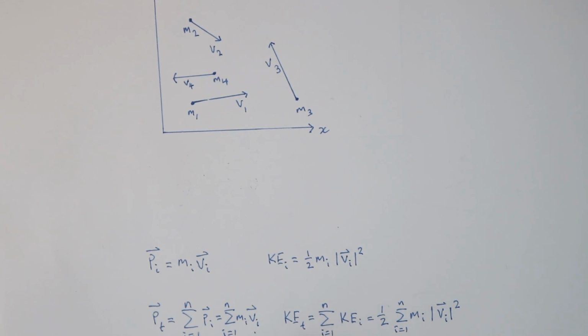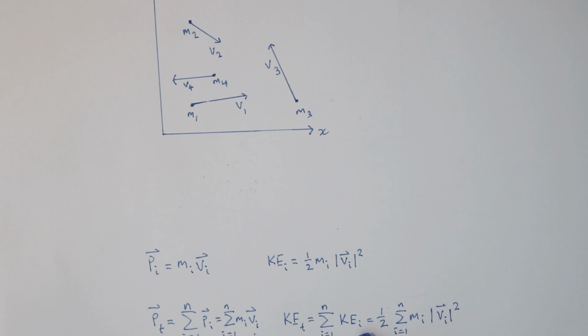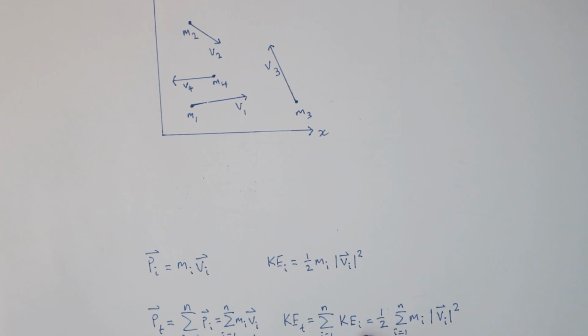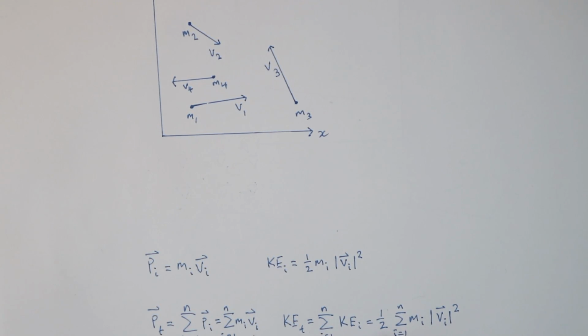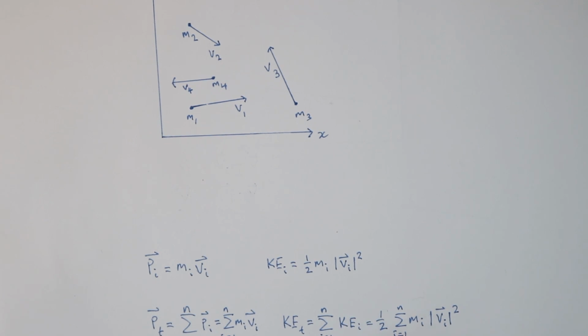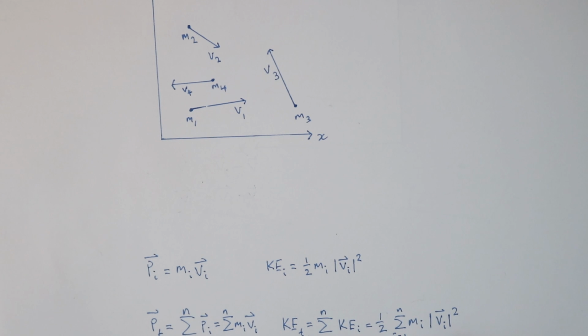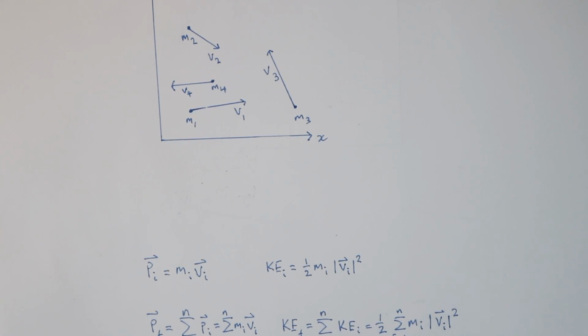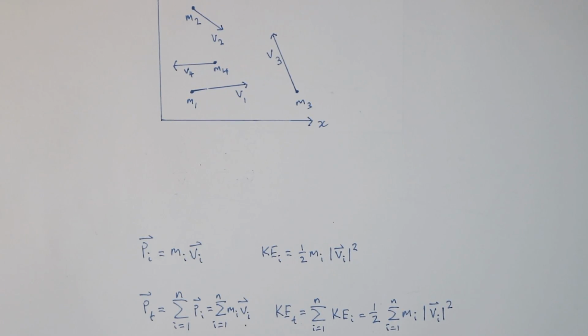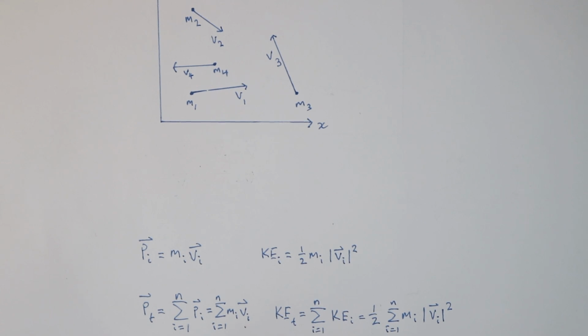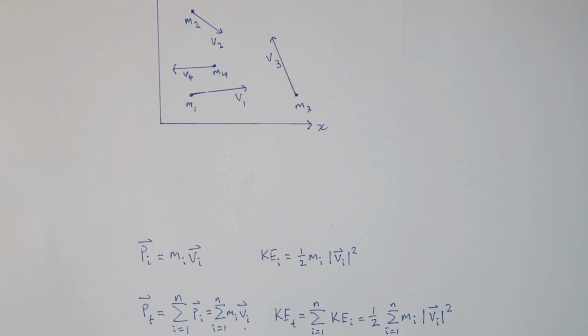Similarly, with kinetic energy, it's the sum of the kinetic energy of each individual particle. And kinetic energy is 1/2 mv squared. You can factor out the 1/2 to the outside of the sum, and you end up with 1/2 times the sum of the mass times the magnitude of velocity squared. These numbers show the total momentum and total kinetic energy when you ignore the effects of the Galilean transform.